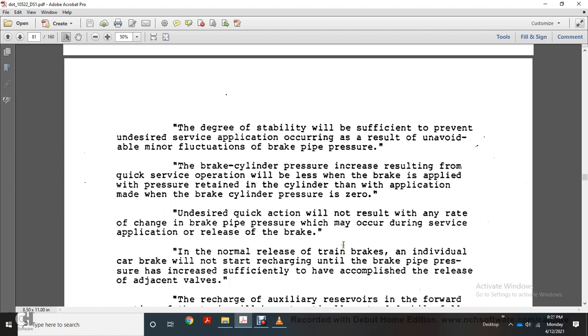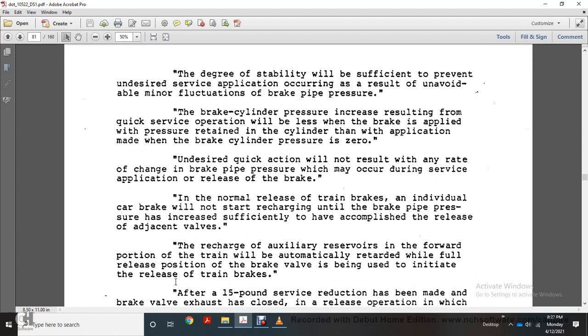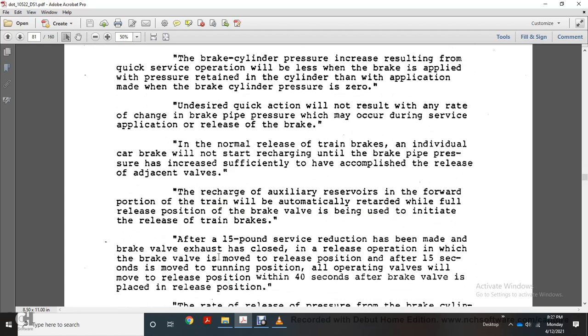In normal release of the train brakes, an individual car brake will not start recharging until the brake pipe pressure has been increased sufficiently to accomplish the release of the adjacent valves. The recharge of the auxiliary reservoirs in the forward portion of the train will be automatically retarded while the full release position of the brake valve is being used to initiate the release of the train brakes.